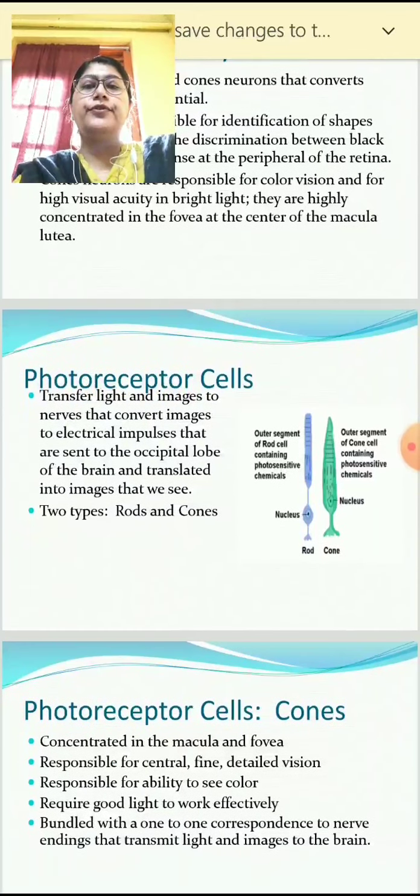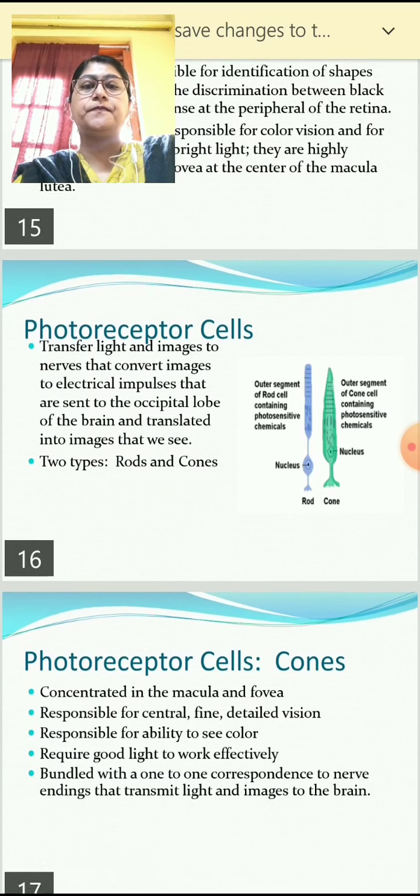Now photoreceptor cells transfer light and images to nerves that convert images to electrical impulses that are sent to the occipital lobe of the brain and translated into images that we see.